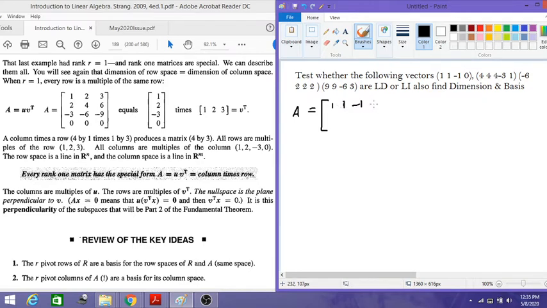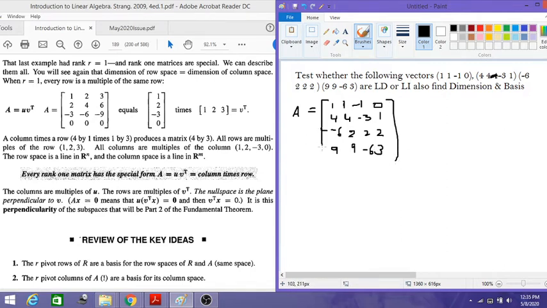So it is 1, 1, minus 1, 0, then it is 4, 4. I think I have written some extra values here. So it's actually 4, 4, minus 3. So this 4 is not there. Okay. So it's 4, 4, minus 3, 1. So it is minus 6, 2, 2, 2, and I have 9, 9, minus 6, 3.